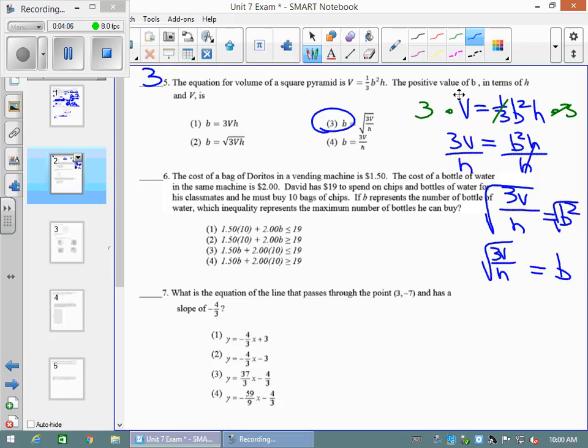Taking a look at question 6. Doritos cost $1.50.